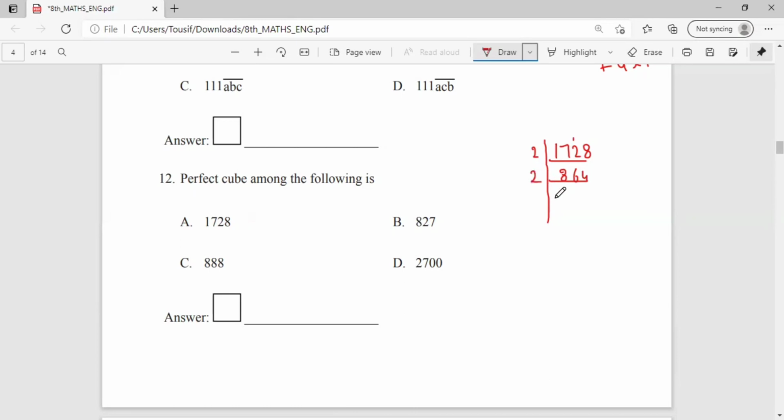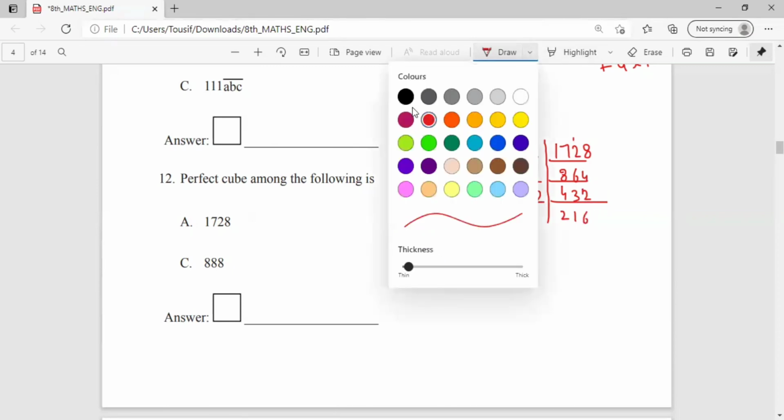Once again by 2, 2 4s are 8, 2 3s are 6, 2 2s are 4. Once again by 2, 2 2s are 4, 2 1s are 2, 1 is remaining, 2 6s are 12. Once again, we're going to go with the same factor, that is 2.